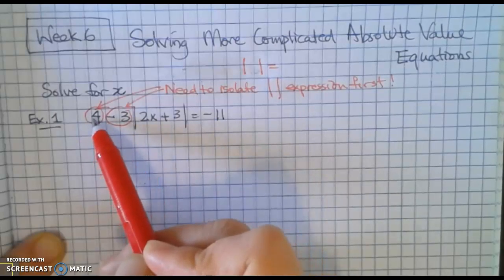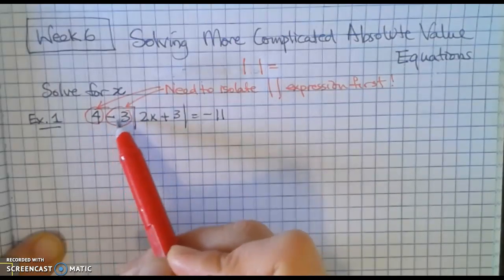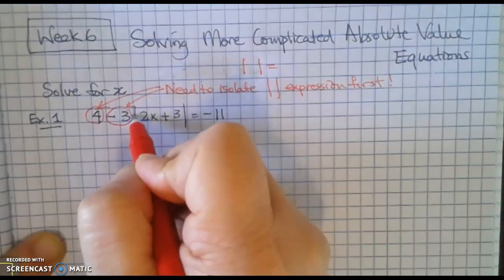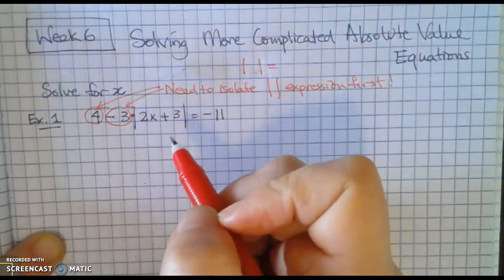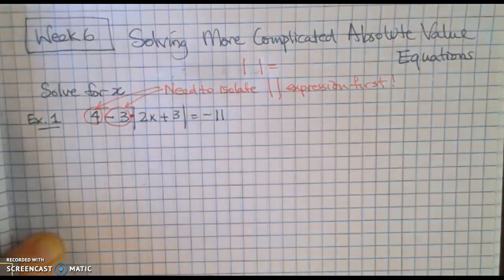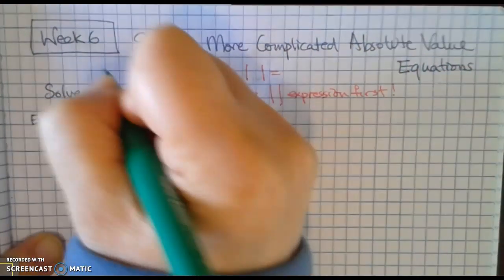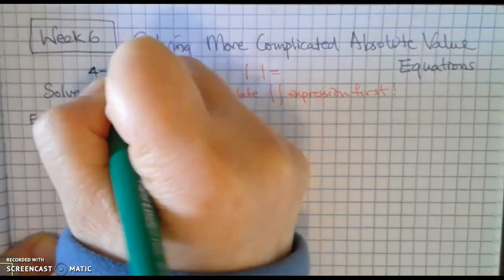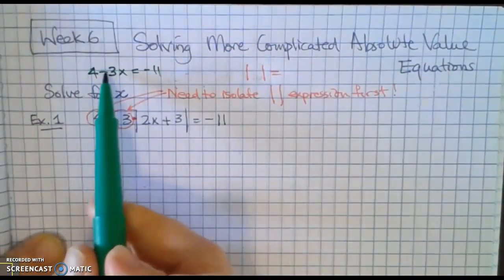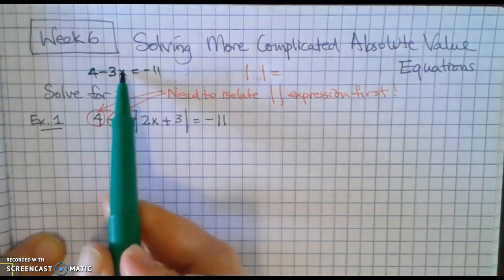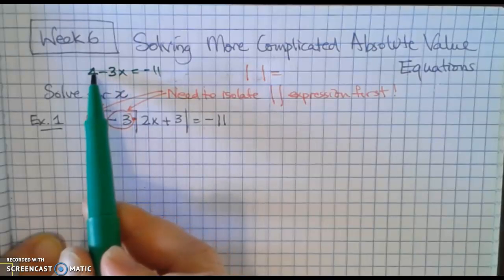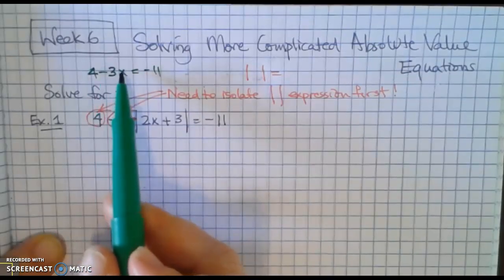If you're thinking that 3 is being subtracted from this, that is not correct because there is a multiplication sign right there. It's a default. If you have 4 minus 3 times x is equal to negative 11, this negative 3 is being multiplied to x. It's not subtracting 3 from x, while 4 is being added to the x.